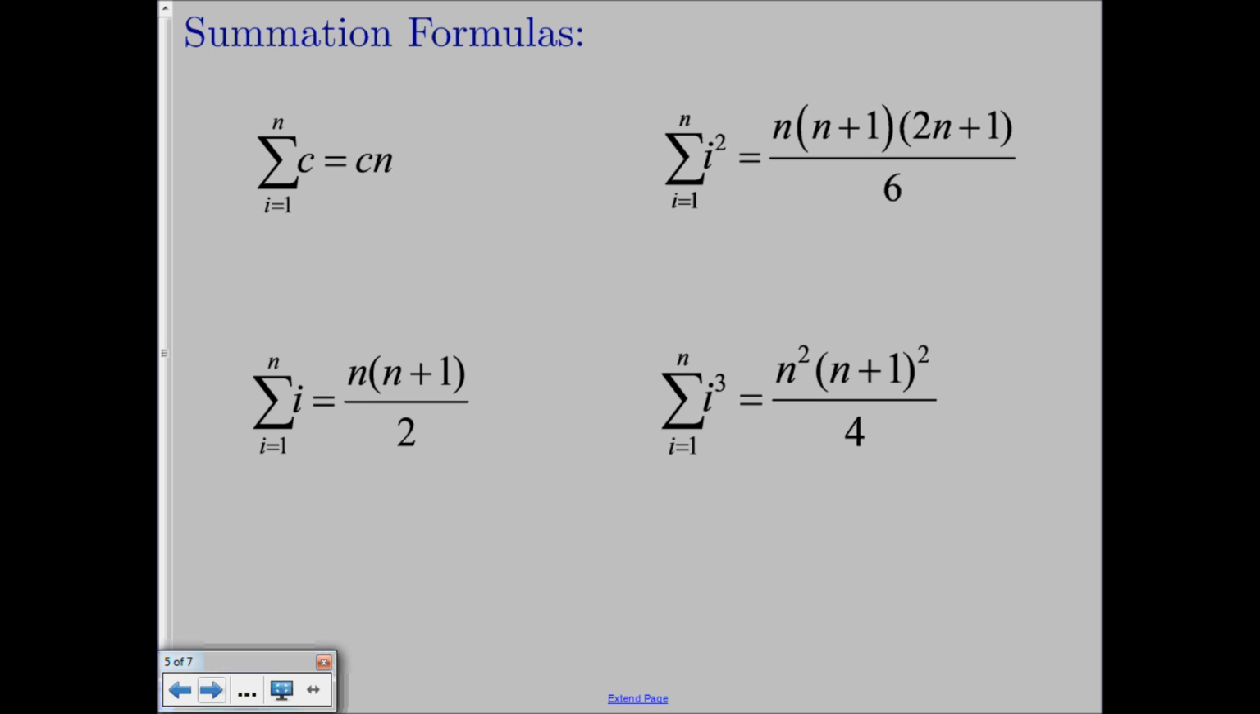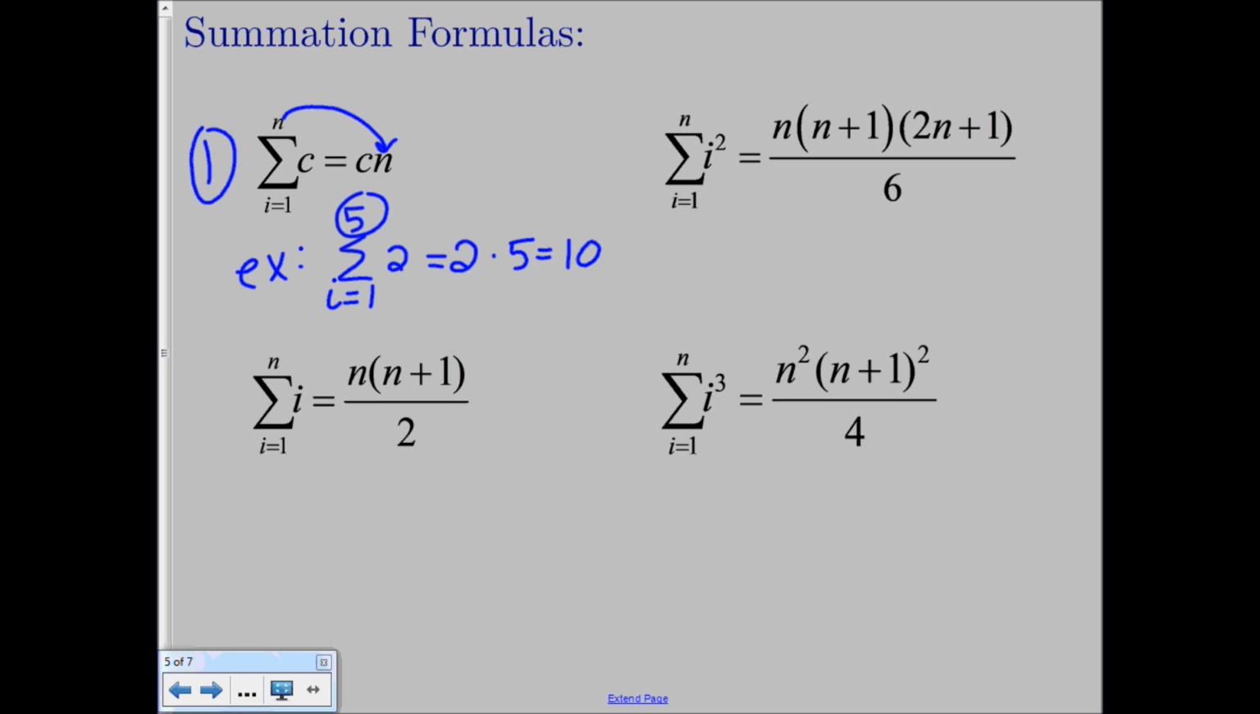So for this first one, when we're taking the sum of a constant, an example would be the sum, from i going from 1 to 5, of 2. All you do is take your constant 2 and multiply by the number on top, which is n. So we just do 2 times 5 is equal to 10. That's how you would do that.